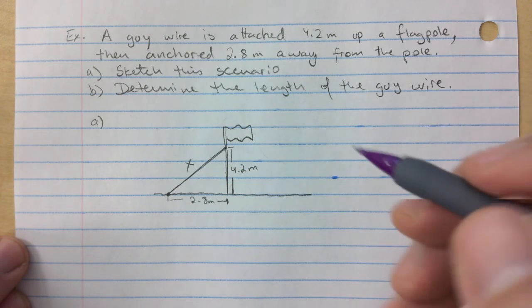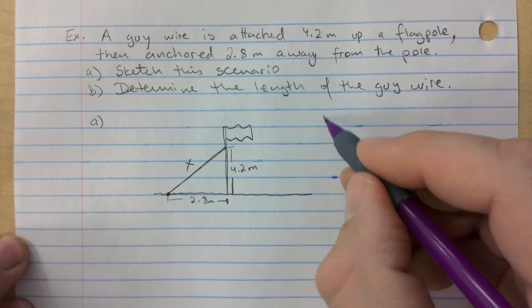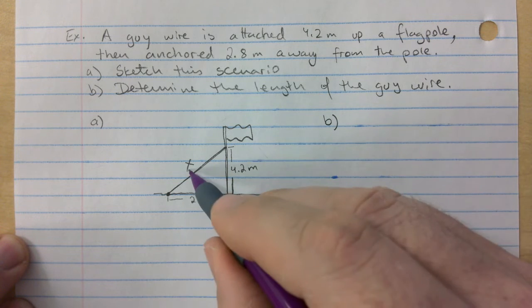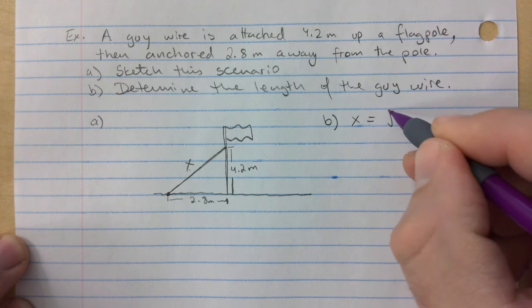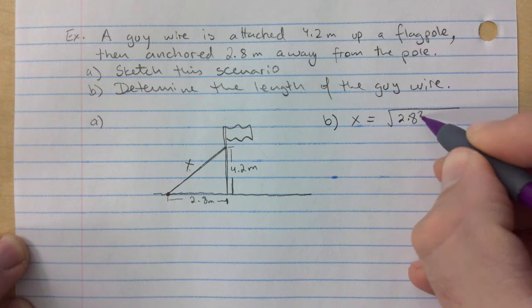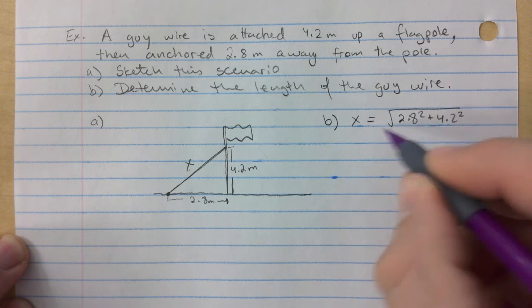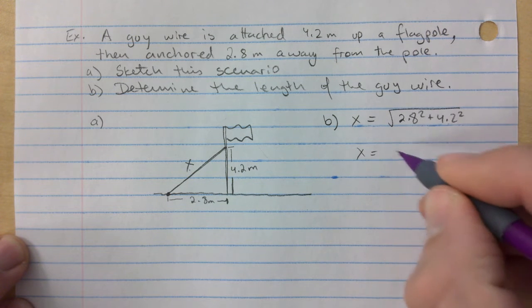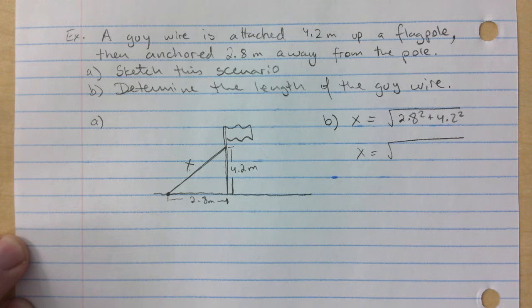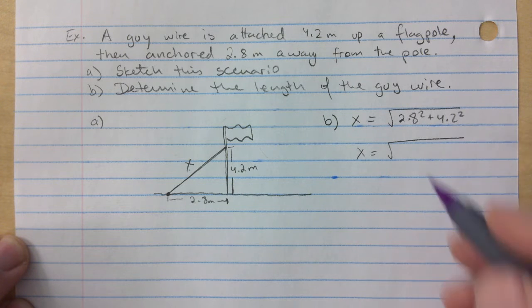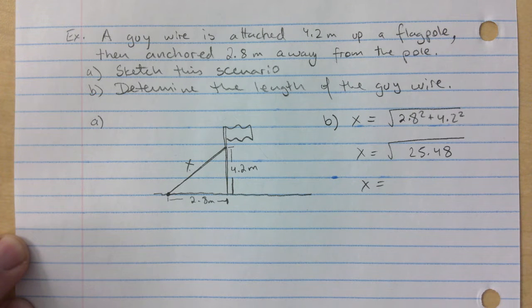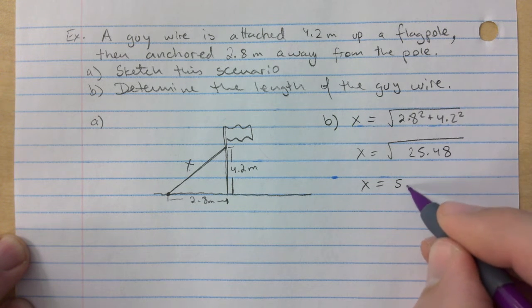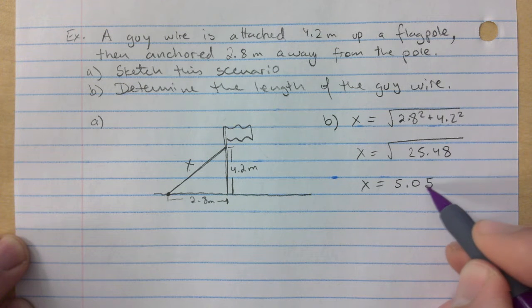So this is my unknown here. So we're going to solve for the side, the hypotenuse. So x is equal to 2.8 squared plus 4.2 squared. Doing the work is going to be the easiest part. It's going to be sketching the scenario where you're going to have a bit of a tougher time. It's 5.05 meters.